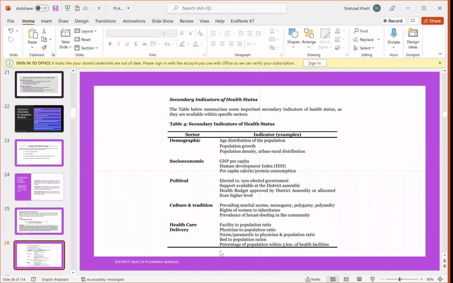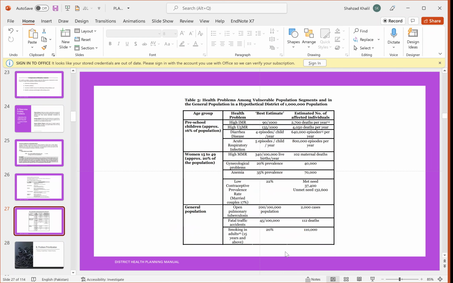Secondary indicators of the health status. These are different sectors and these are the indicators. Sectors like the demographic, where the indicators are the age distribution of the population, population growth, population density, urban rural distribution. Then the socioeconomic, which includes the GNP per capita, human development index, per capita calorie and protein consumption, then the political, then the cultural and traditional, and the healthcare delivery system. In this, the indicators are facility to population ratio, physician to population ratio, nurse, paramedic to physician and population ratio, bed to population ratios, and the percentage of the population within 5 kilometers of the health facilities.